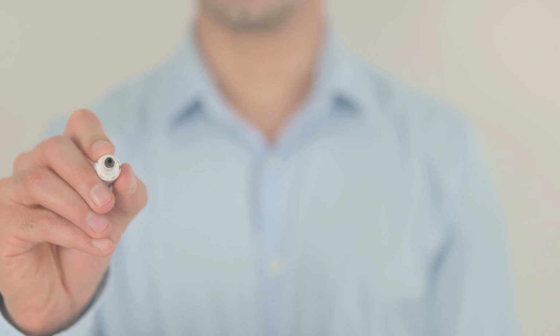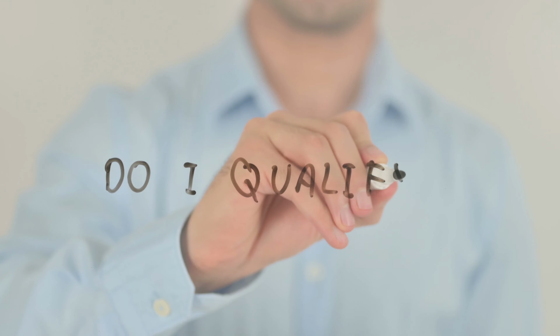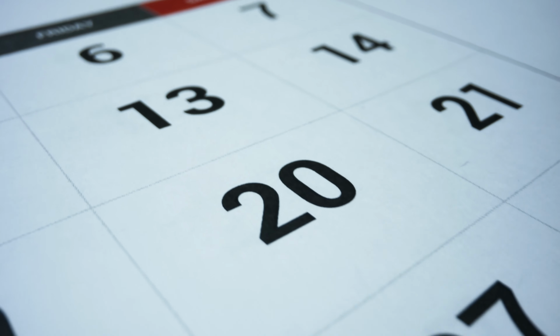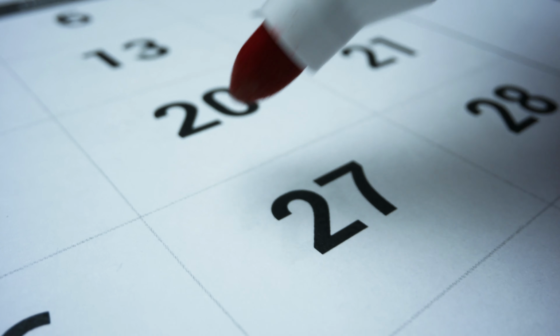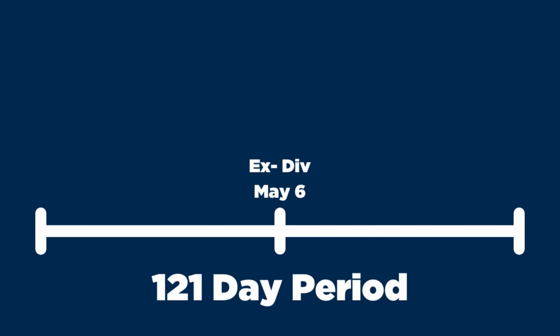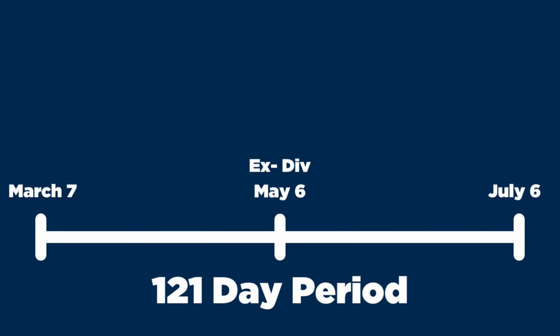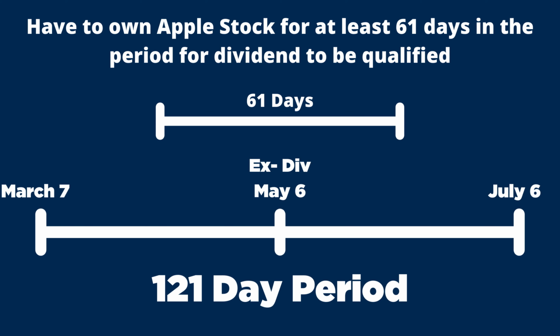Okay, so Apple's next ex-dividend date is May 6th. That means if you want to receive Apple's dividend, you have to own shares in the company before that May 6th deadline. We want to ensure that the dividend is considered qualified. So that means we need to own shares for more than 60 days during the 121-day period that started 60 days prior to the ex-dividend date. So this makes the 121-day period start on March 7th and end on July 6th. For 60 of those days in that 121-day period, you would need to have owned Apple stock if you want the dividend to be considered qualified.